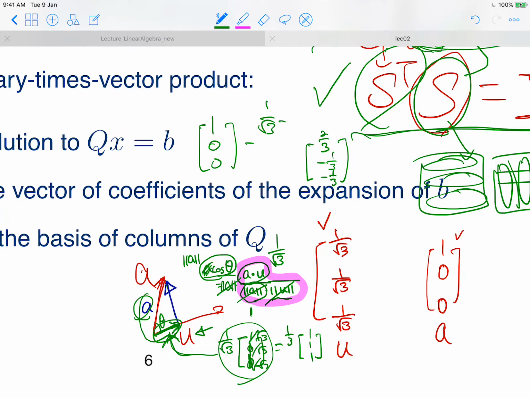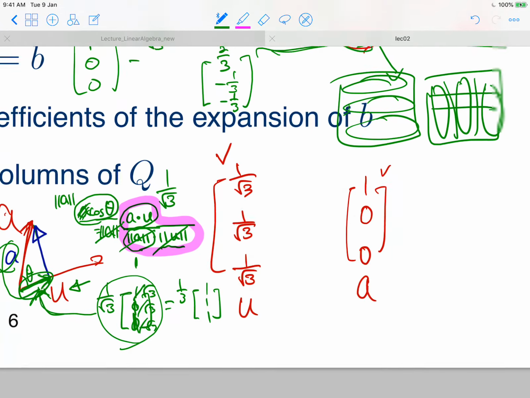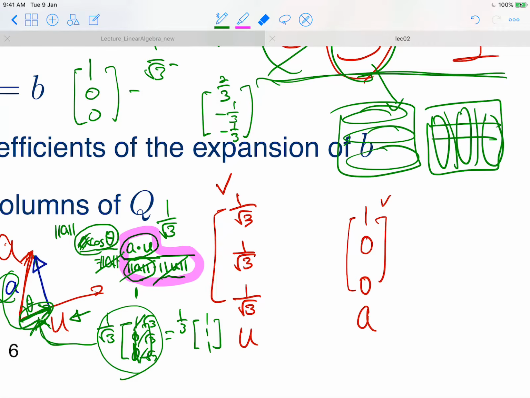So in terms of direction, it will be 2, minus 1 and minus 1, times some alpha, which makes the vector length 1. That is 4, 1, 1, square root 6.